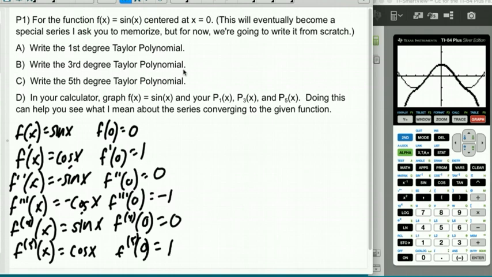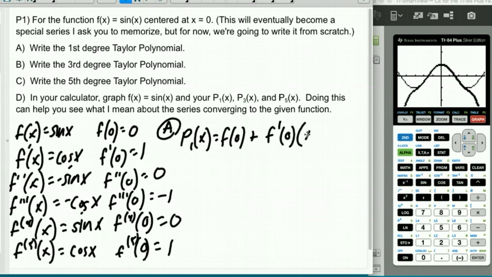So when I go to find these polynomials, when I go to do A, let's say, P sub 1 of x is going to be f of 0 plus f prime of 0 times x minus a. And if you don't want to write x minus 0 because in your brain you say, wait a second, it's just an x, that's fine because it's a 0, I get it. This is going to be 0 plus a 1 times an x. And that's it. So my P sub 1 of x is really just an x.